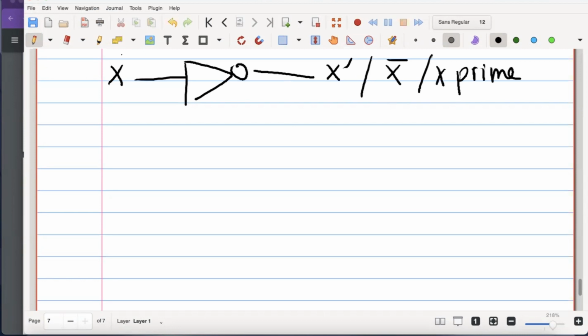So let's say you fed in a 1. On the output, it would be a 0. Let's say you fed in a 0, the output would be 1. This basically just takes the ones complement.